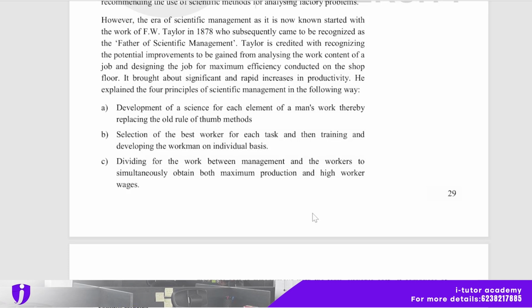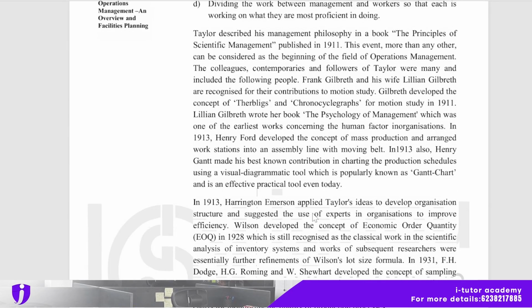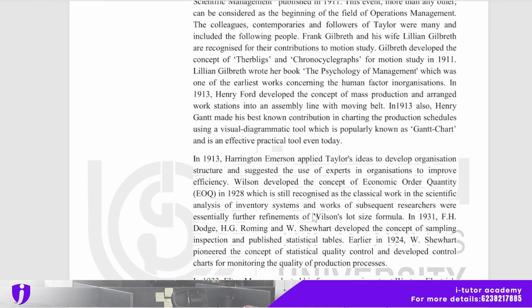and designing the job for maximum efficiency conducted on the shop floor, and it brought about significant and rapid increase in productivity. Taylor described his management philosophy in a book, The Principles of Scientific Management, published in 1911. And this, even more than any other, can be considered as the beginning of the field of operations management.